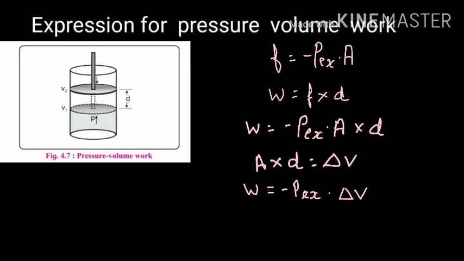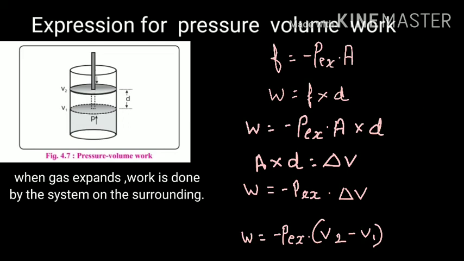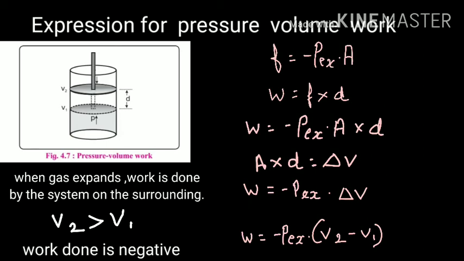In place of delta V, you will write V2 minus V1, that is final volume minus the initial volume. So always keep in mind, when the gas expands, the work is done by the system on the surroundings, because the piston is lifted in an upward direction. Since the value of V2 is greater than V1 here, work done is negative, because the piston is moving in upward direction, which is against the external pressure.